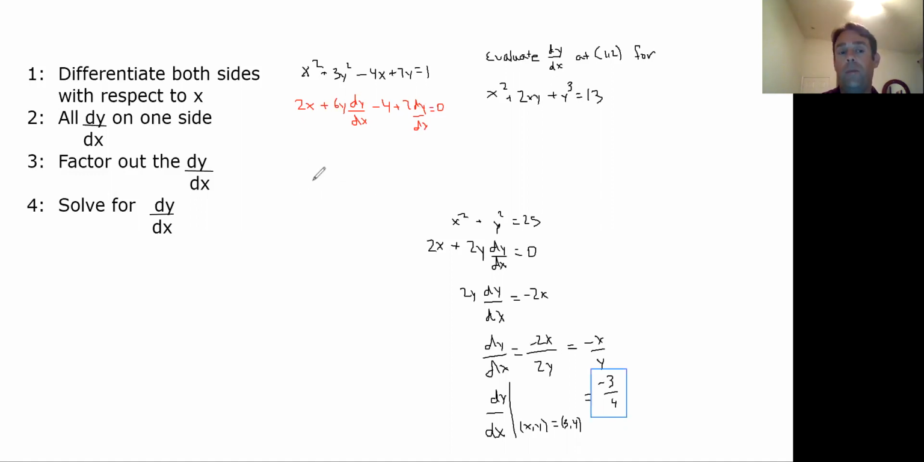Now, I've got to separate my terms. So part 2 says get all the dy/dx's on one side. So that means the 2x and the 4 can go to the other side. Or I can move the dy/dx's to the other side. It doesn't really matter, honestly, to tell the truth. You guys figure out what makes most sense to you. So plus 7 dy/dx's. So all my dy/dx's go on one side, and everything without a dy/dx goes on the other side.